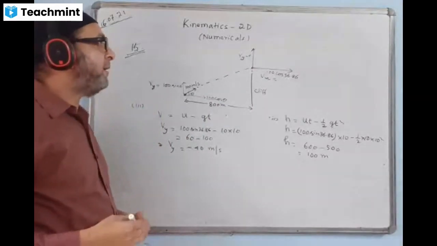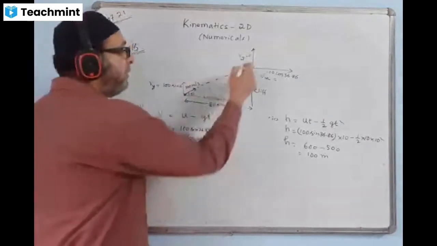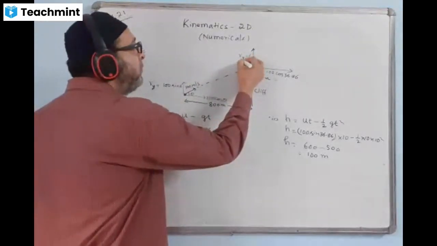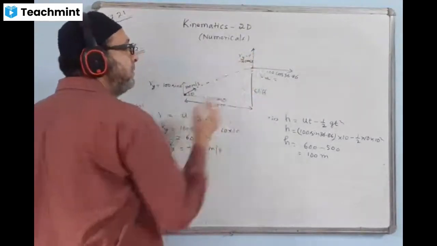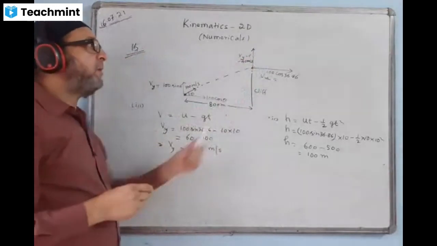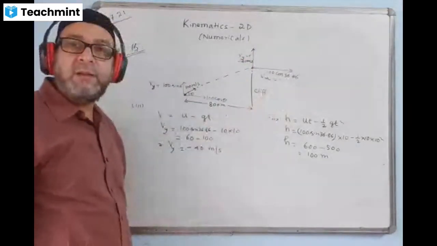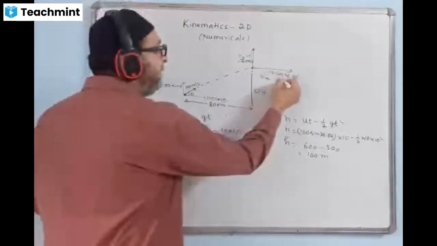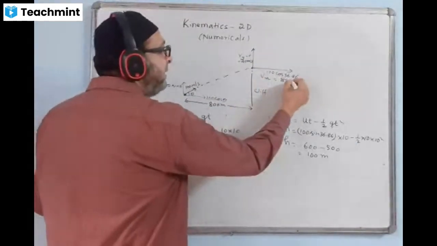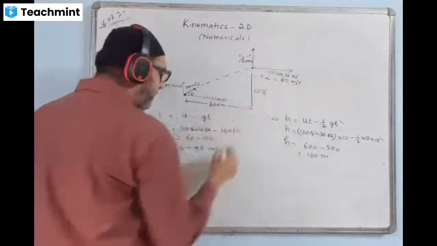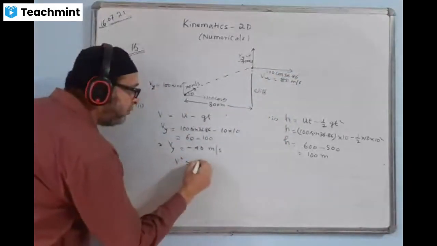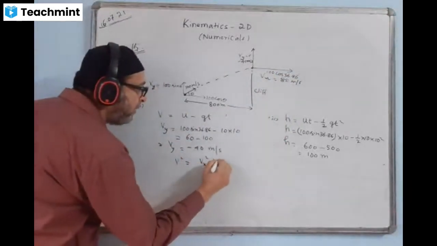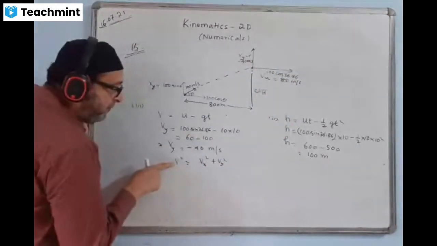Vy value right here is 40, or you can write minus 40, whatever way you want. You write minus 40 meters per second. Vx value is how much coming here? 100 cos 36.86. What is the answer? 80. Just like 80 meters per second. Let us put them together. What is the formula? V square is equal to Vx square plus Vy square. Then we'll get the value of velocity.